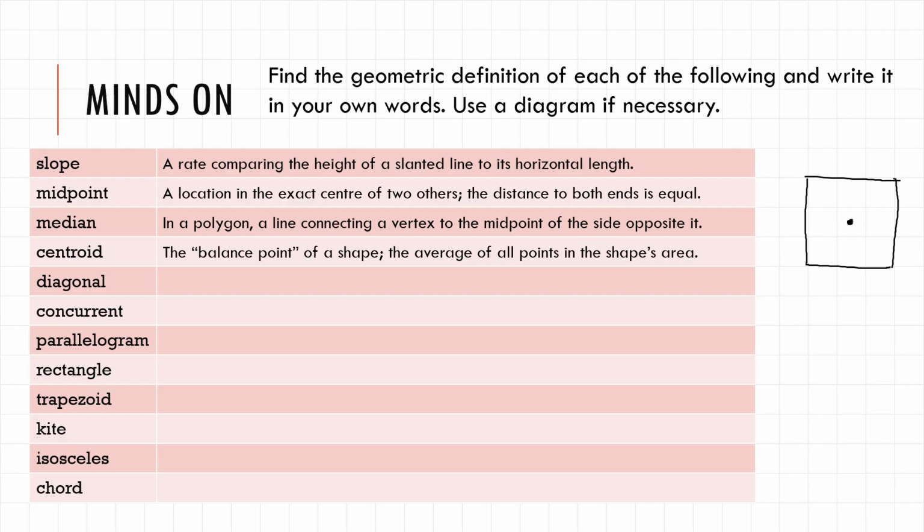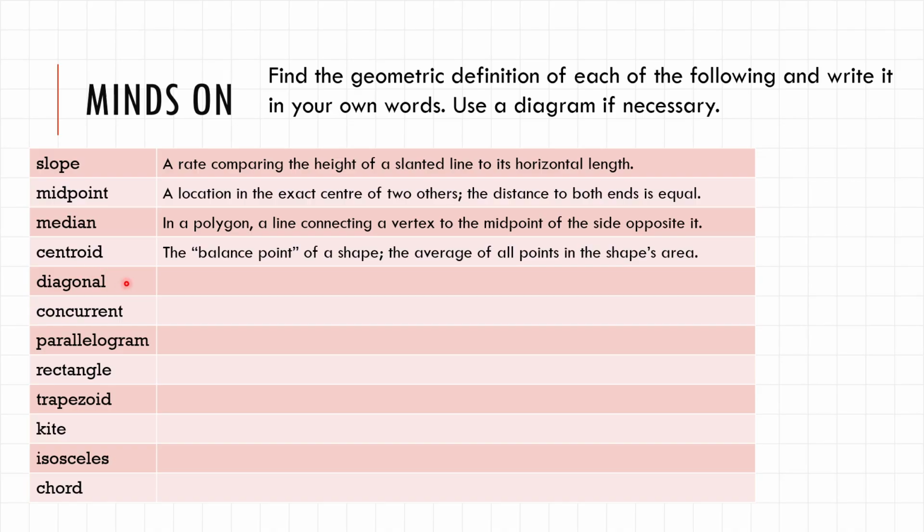And the mathematical definition for this would be that this point is the average of every single point that is in the shape's area. Because all of them are pulling it equally in all directions, the square could balance perfectly on this point. And that point right there is called the centroid.